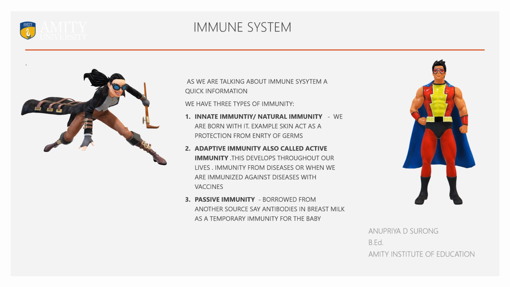Alright, as we are talking about immune system, a quick information for you all. We have 3 types of immunity. First, innate immunity or natural immunity. We are born with it. Example, skin, acting as a protection from entry of germs. Second, adaptive immunity, also called active immunity. This develops throughout our lives. Immunity from diseases or when we are immunized against diseases with vaccines are examples of adaptive immunity. Third, passive immunity, borrowed from another source, say antibodies in breast milk as a temporary immunity for the baby.